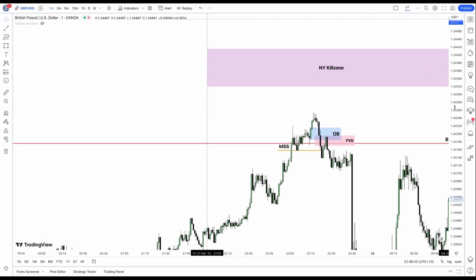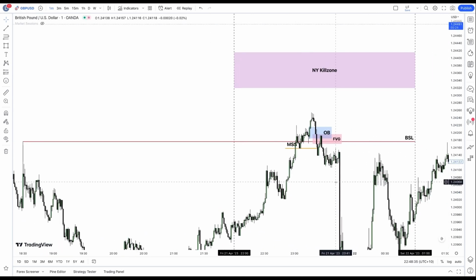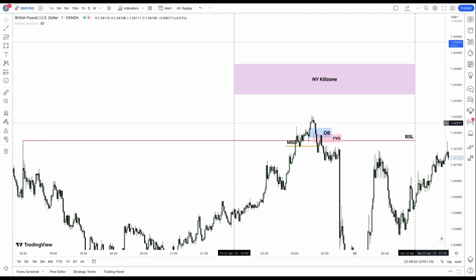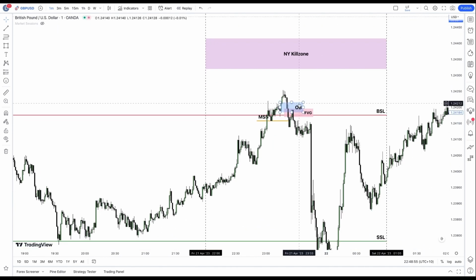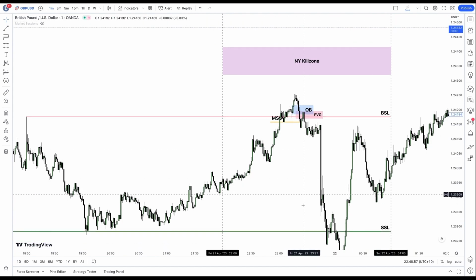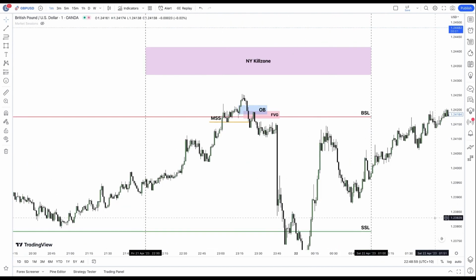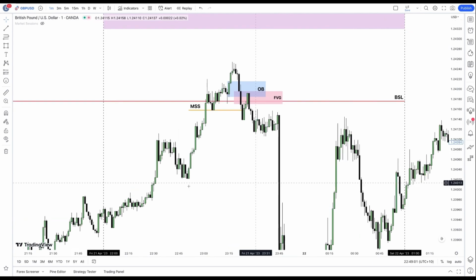So price, if you think of it, what the smart money is trying to do is that they purge buy side liquidity, grab all the buy stops, push any stop losses away from this line, grab everything, and next thing you know, where are they going to head to? Previous sell side liquidity.